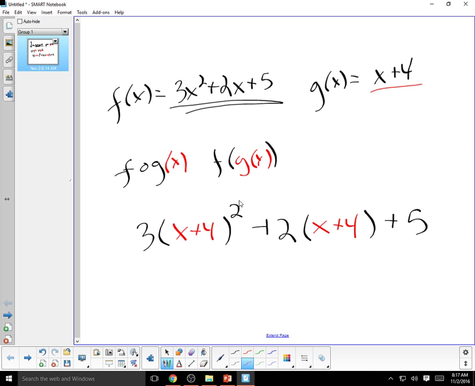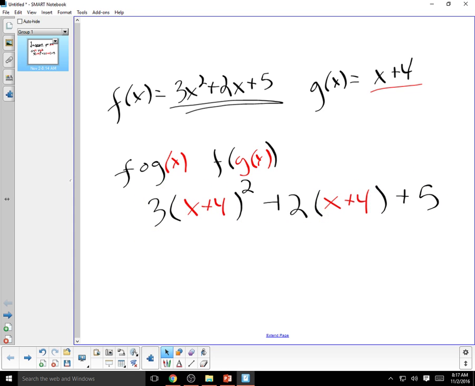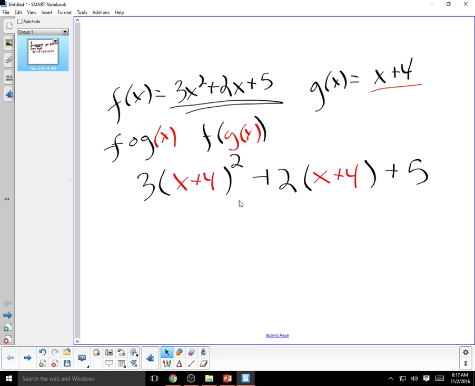Okay, so I have to use my binomial expansion and then my distributive property, combine my like terms, and I'm good to go. You okay from there? Okay, just finish it. Setting it up is the tougher part. If I wanted to do, maybe not f of g, maybe I want to do g of f.